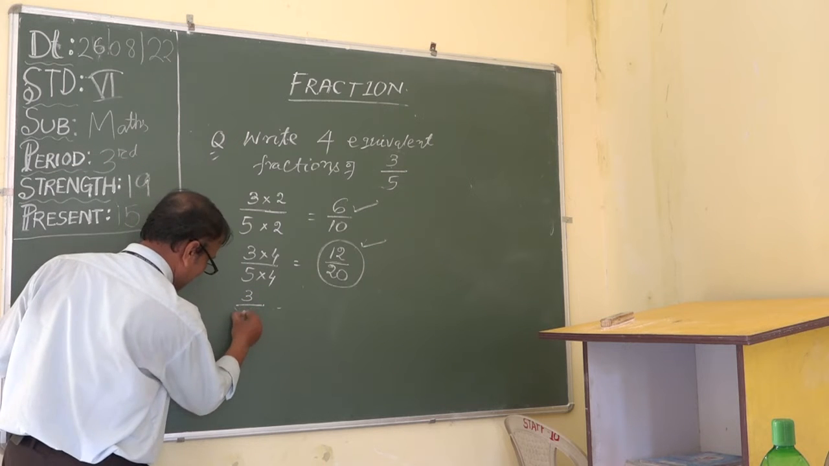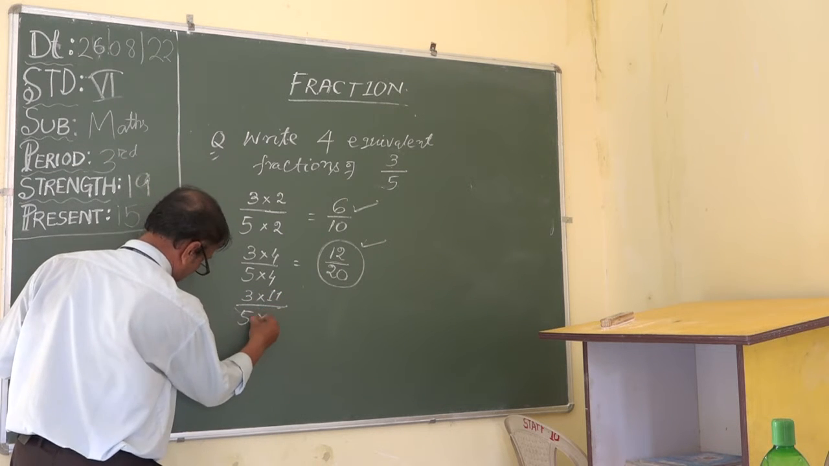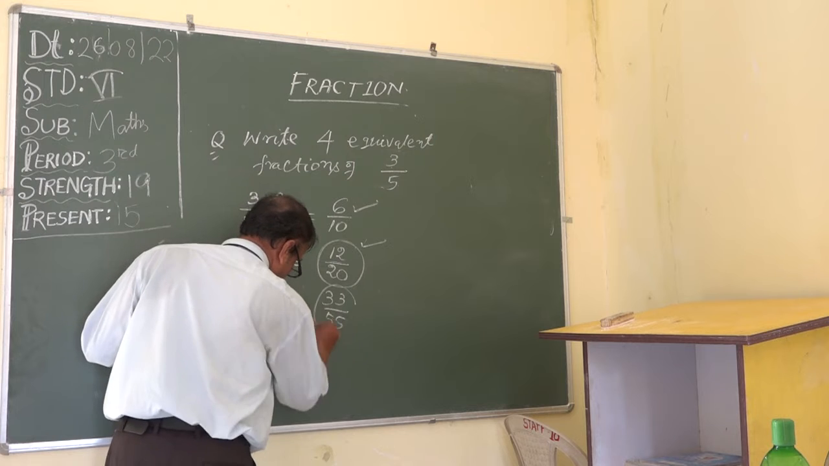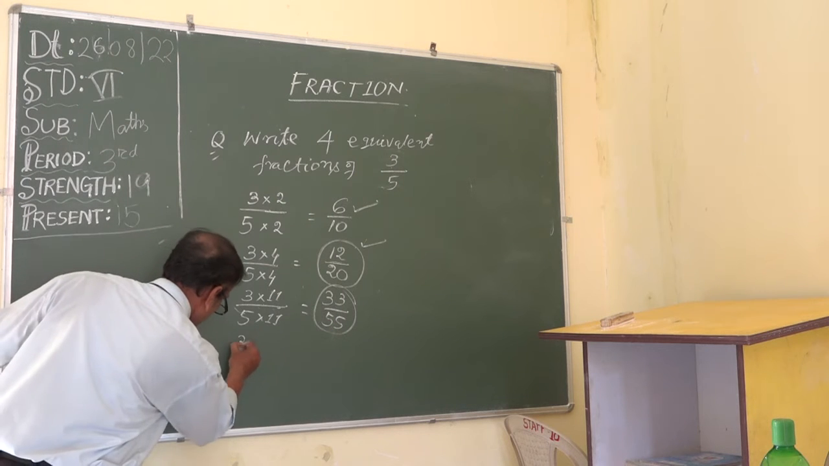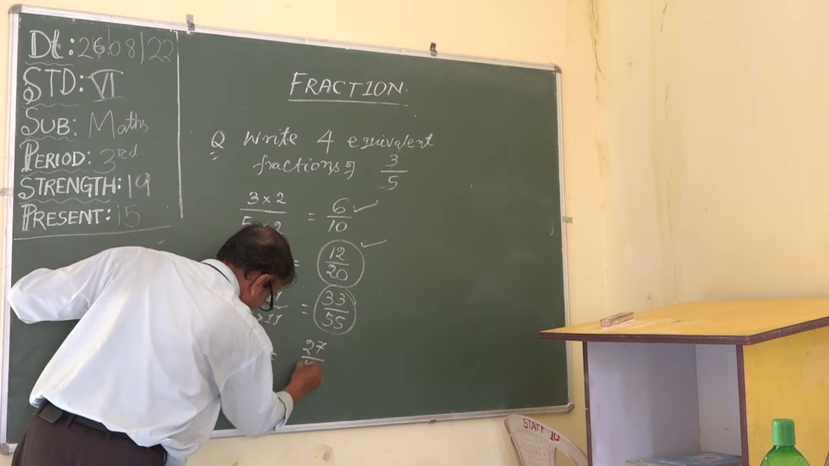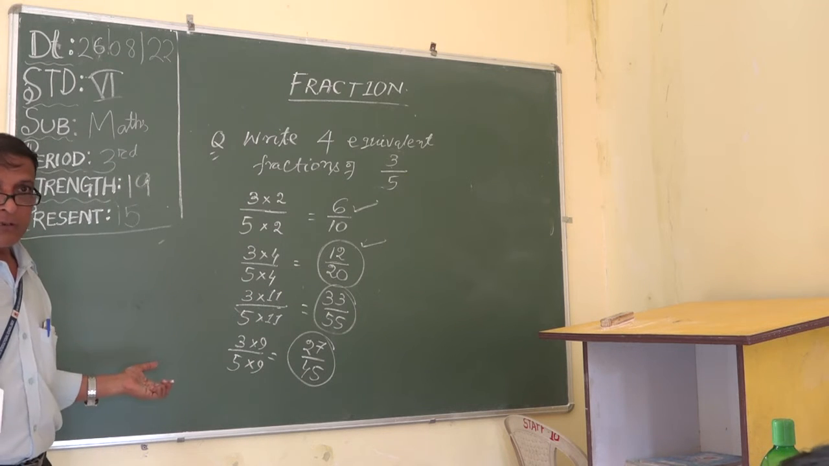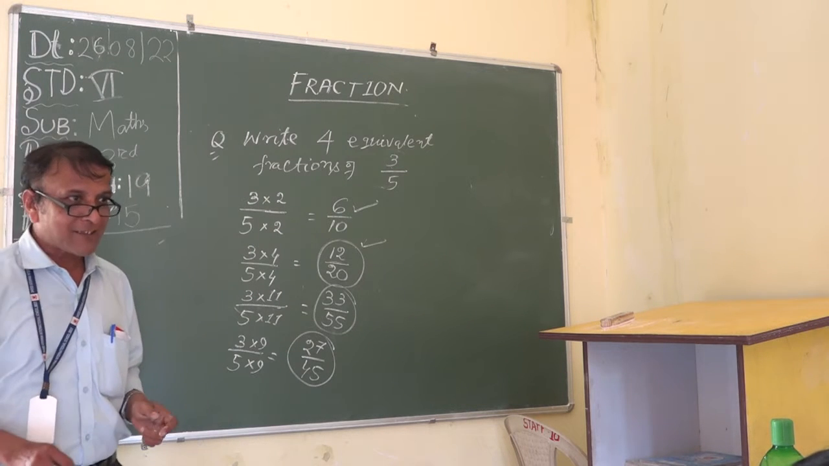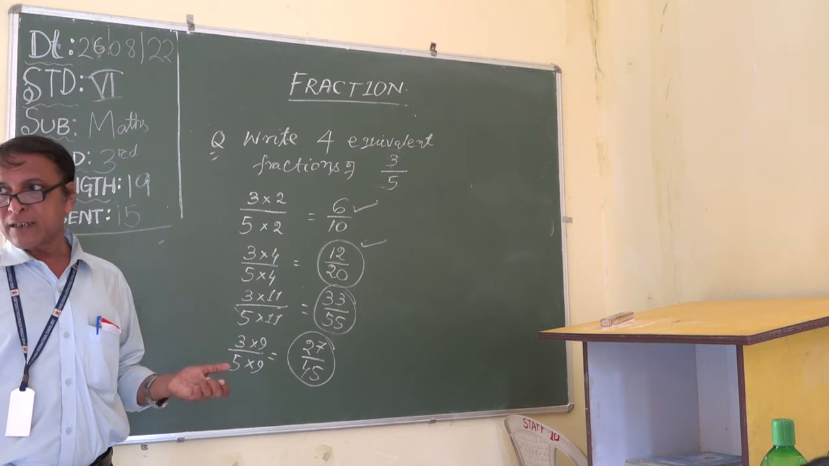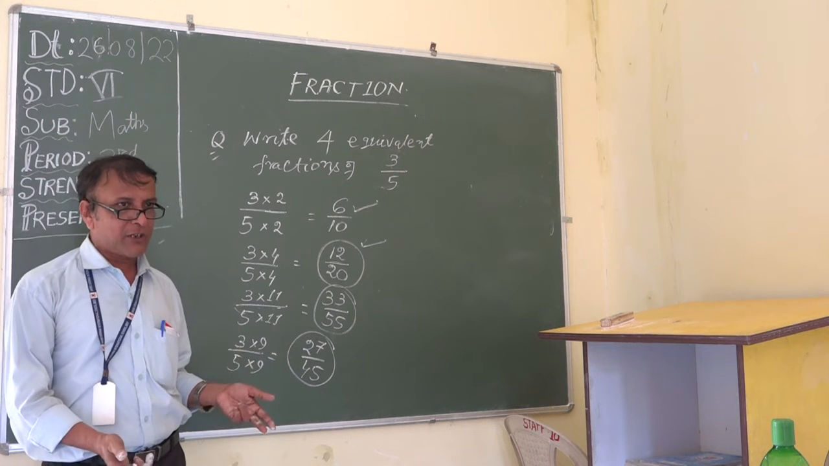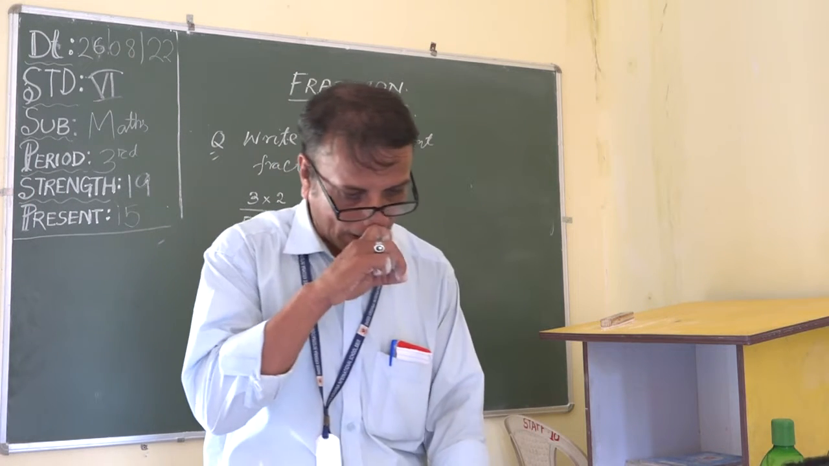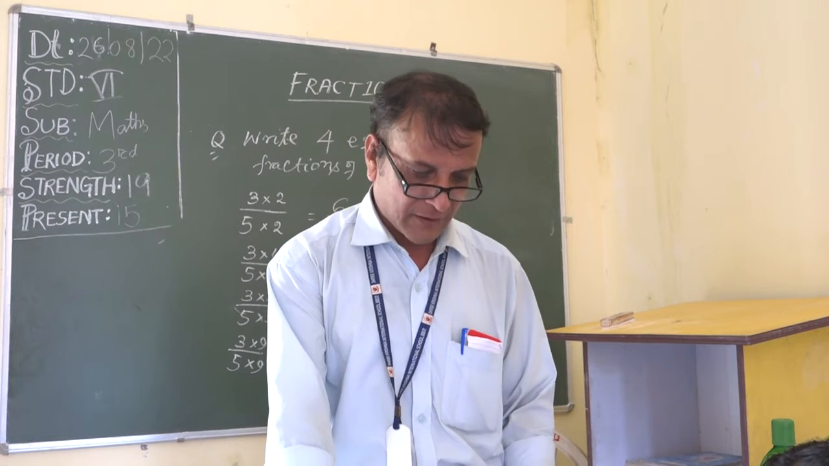I multiplied, it can be anything you can multiply. I multiplied 11, both. Numerator, denominator. Now it is 33 by 55. This is also one equivalent fraction of 3 by 5. Now, again because it is just 4, I multiplied 9. So it is 27 by 45. This is also one equivalent fraction of this one. So like this, if anyone asks you, write 10 equivalent fractions of 3 by 5, can you write? Yes, sir. Yes. Any number you multiply to the numerator and the same to the denominator, then you will get the equivalent fraction. So many equivalent fractions you can find for a given fraction.